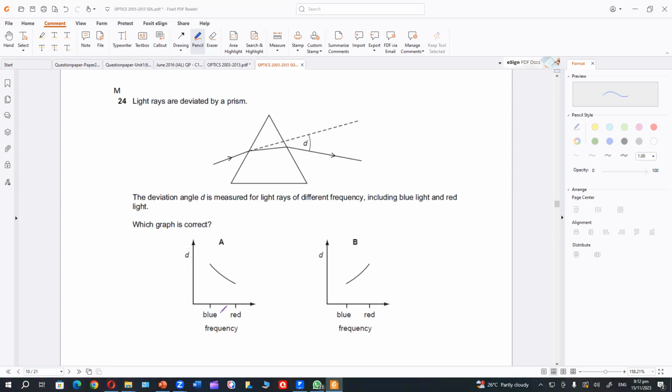The deviation angle D is measured for light rays of different frequencies. Now remember, red deviates the least. So for red color, D will be less, and for blue color, D will be high. So blue should be in the higher position and red should be in the lower position, frequency-wise. Now this is a tricky part.